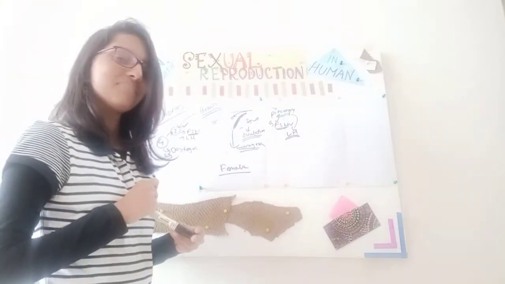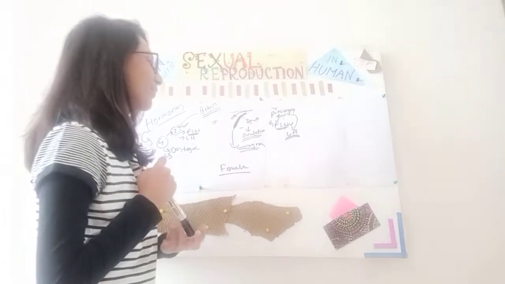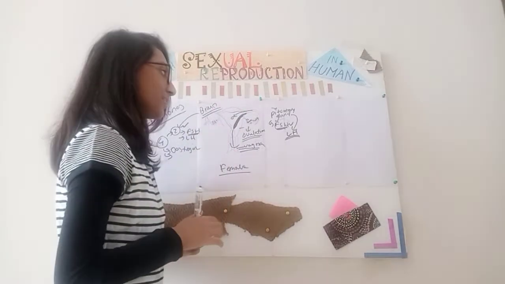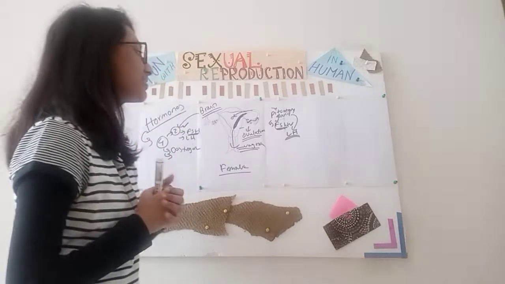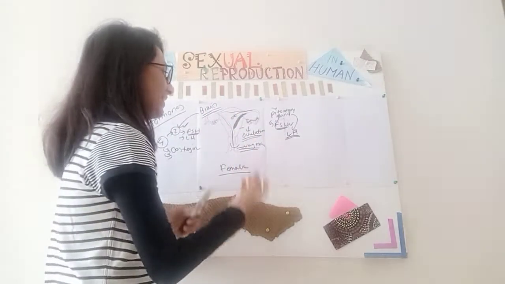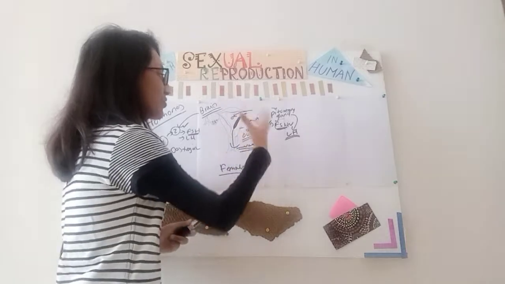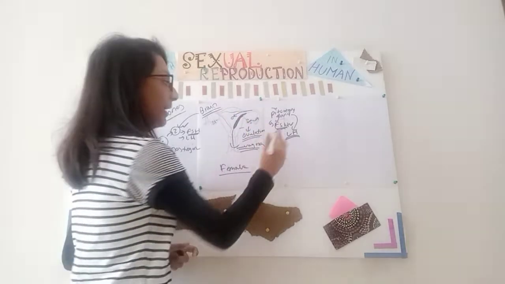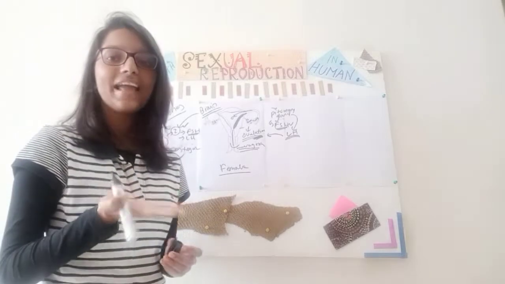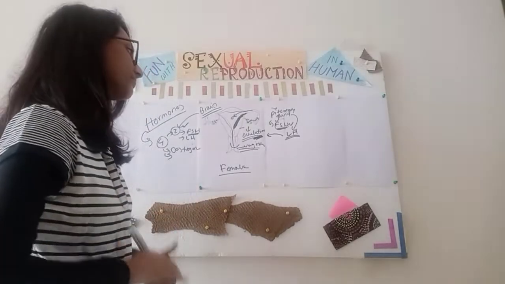So what's the next step? The mature Graafian follicle will be released into the oviduct. So what happens is simple. LH stimulates ovary to release the Graafian follicle into oviduct. Basically, LH causes ovulation to take place, releasing of the egg cell or the Graafian follicle.